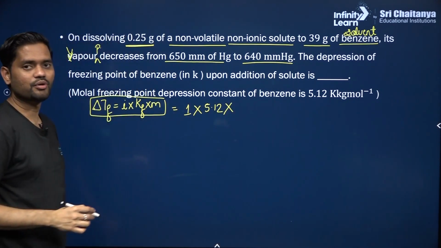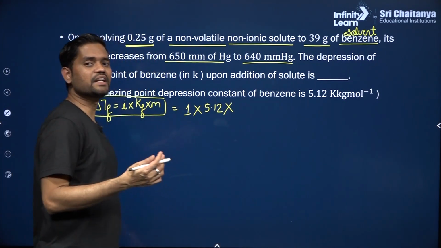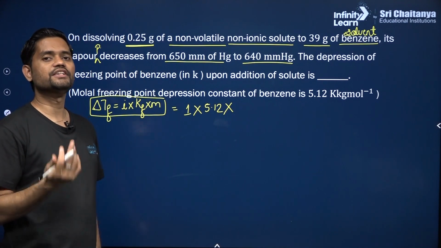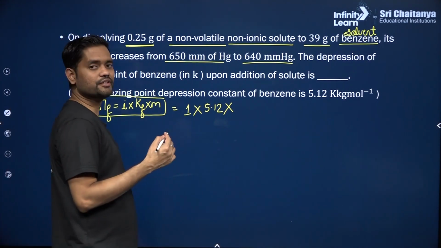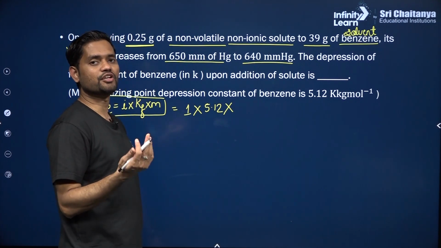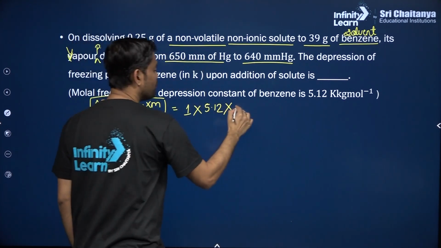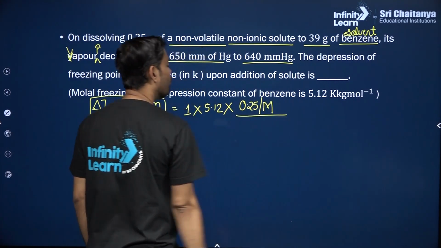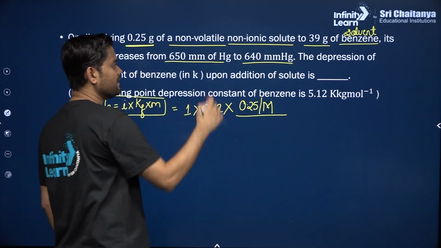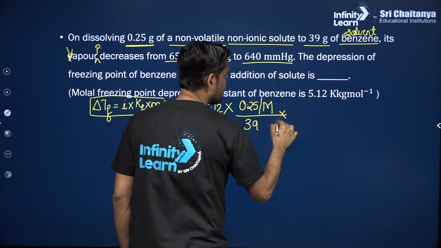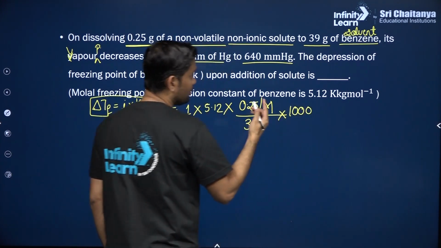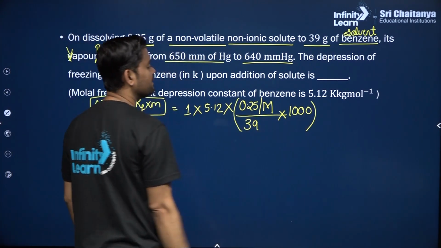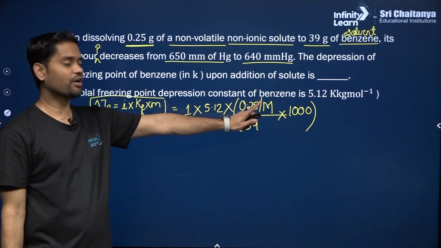Into molality. What is molality? Number of moles of solute divided by weight of solvent in kg, or per kg of solvent. The number of moles of solute can be calculated as weight of solute upon molecular weight of solute. So the weight of solute we know, but we don't know the molecular weight of solute, whole divided by 39 gram of benzene multiplied by 1000, because weight is in grams, so we have to multiply by 1000. This entire thing is molality.